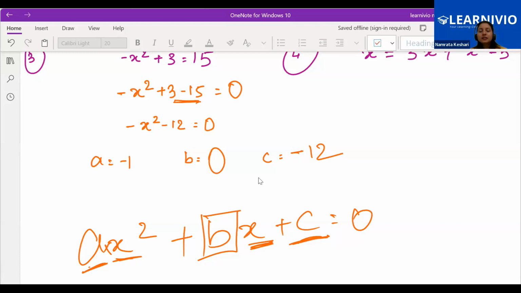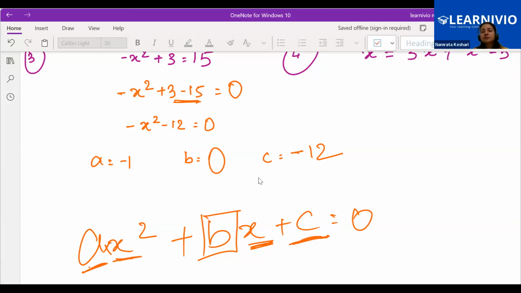Abdul, got it? Whatever is multiplied with x square, that's A. Whatever is multiplied with x, that's B. And if that term is not there, then there is no B, B is 0. What is C? The constant number. If only a number is there, that is C. So C is minus 12. Are you getting it, Abdul?